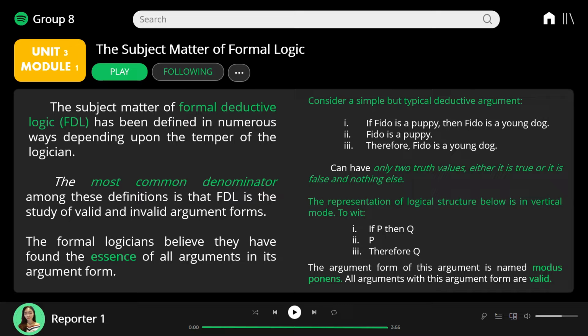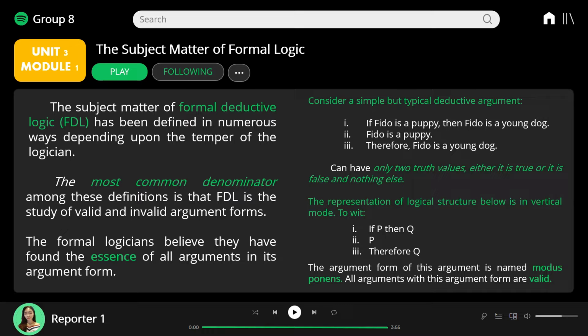The representation of logical structure, as you can see in the lower right side of the presentation, is in vertical mode. To wit, first, if P then Q; second, P; third, therefore Q. Once the argument is represented, you reveal its logical structure, but you strip it of its content. Philo and puppy disappeared from consideration. Now you can inspect the argument form by presenting its truth table. The argument form of this argument is named modus ponens, and all arguments with this argument form are valid.